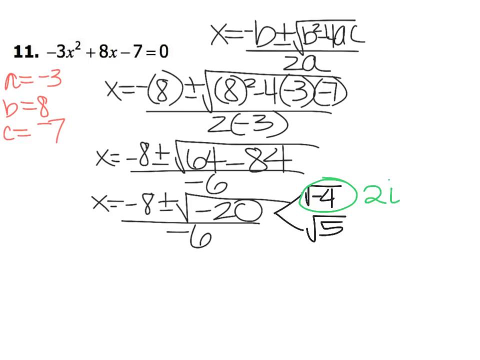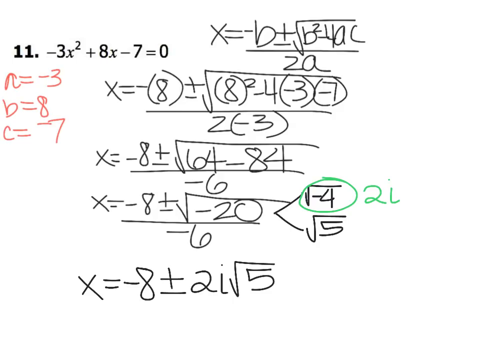All right, so that one's a little bit tricky. We have to remember that if we take the square root of a negative number, we pull out an i as well. So when we rewrite this, we would say x equals negative 8 plus or minus 2i rad 5, all over negative 6.